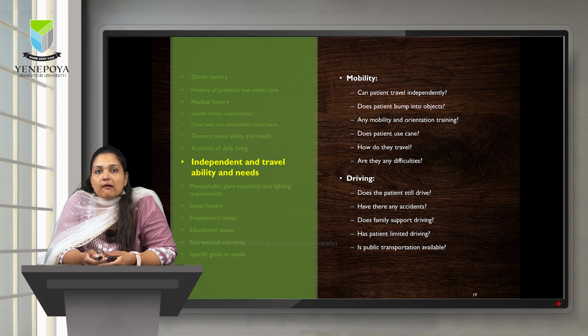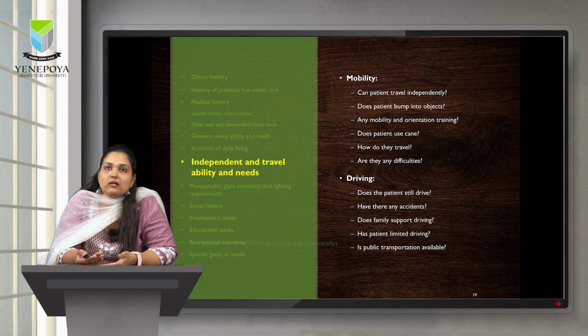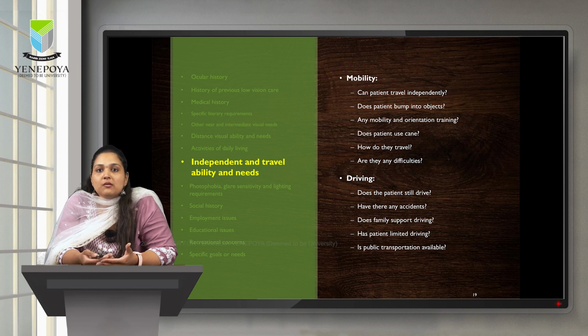Next is independent travel ability and needs. Now because of low vision, whether the patient has stopped traveling forever or still manages somehow to travel. Coming under mobility, whether the patient is able to travel independently or every time takes someone along with him wherever he wants to go. Does the patient bump into objects and fall? Any mobility and orientation training he has already got, or does the patient use a cane to go everywhere? How does he travel, or are there any difficulties in traveling?